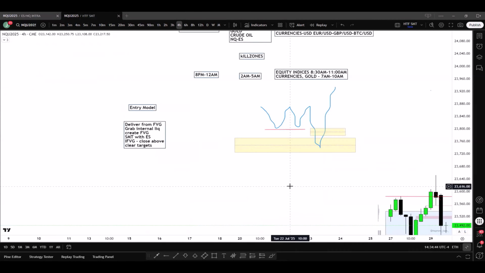Okay, this is how we trade every day. This is what I go over in all the market preview review videos. This is what we go over in every session. It is absolutely vital that you understand and know how to execute the entry model.